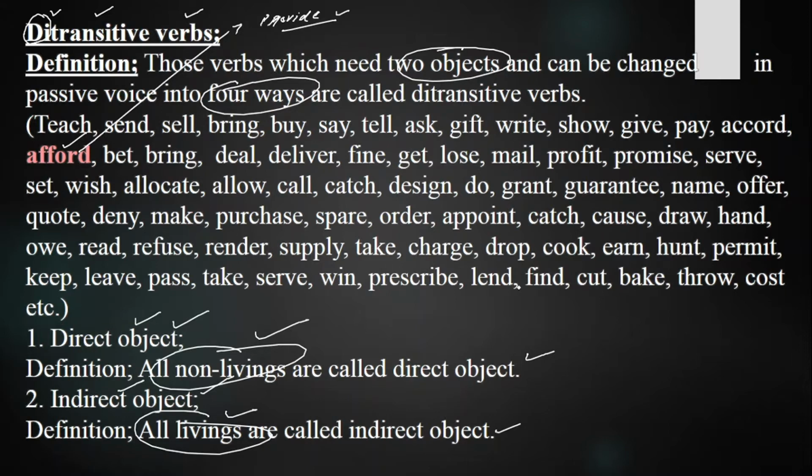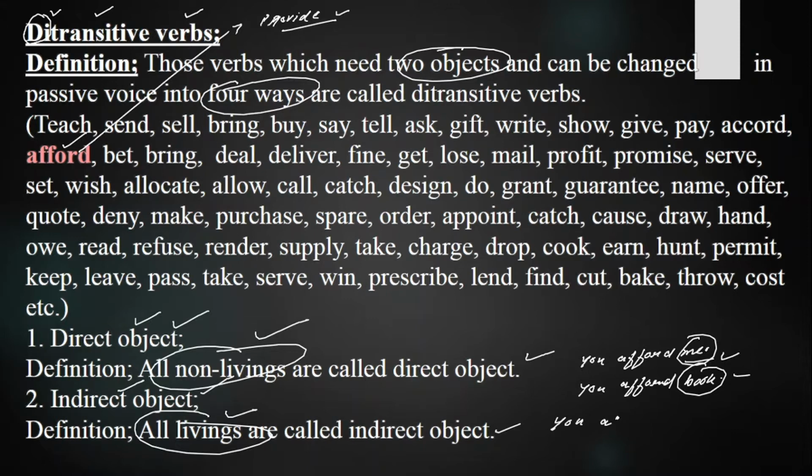The ditransitive verbs need two objects. Why do they need two objects? Because with one object they don't give clear and complete meaning. Suppose if I say, you afford me, now a question arises: what do you afford me? I say, you afford books. Now, whom do you afford books? Clear, that is not giving the complete sense. So we will bring the indirect and direct object together in order to complete the meaning.